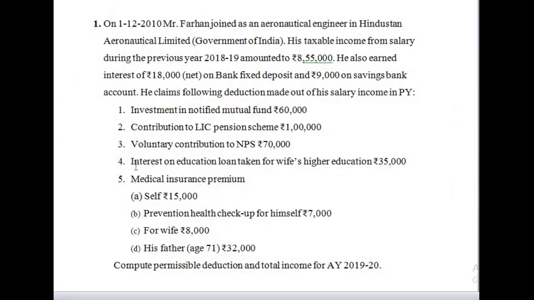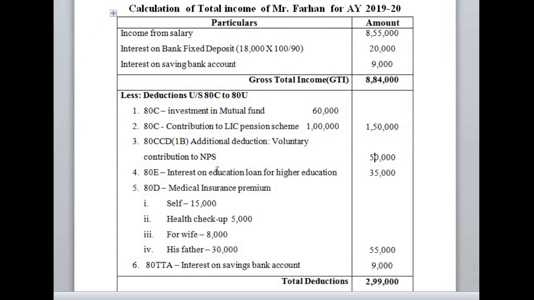Next, interest on education loan taken for wife's higher education rupees 35,000. So here the assessee has taken a loan for higher education of the spouse. On that loan he has paid interest of rupees 35,000. The entire amount of interest on education loan will be taken as deductible.